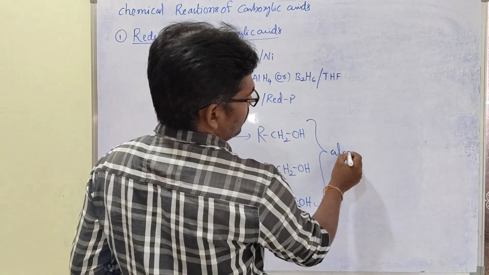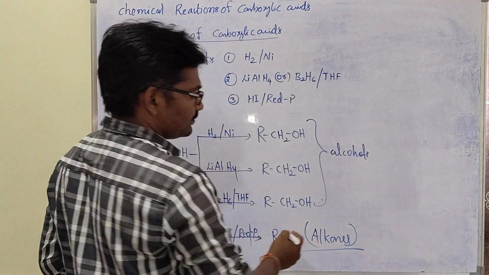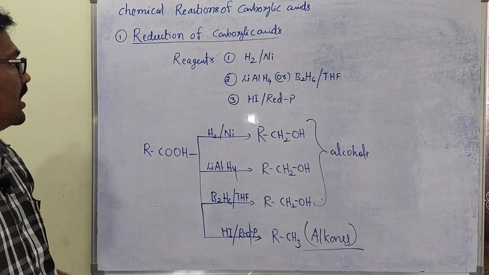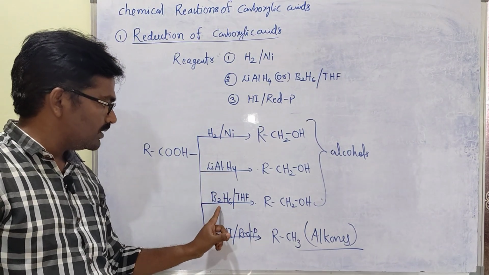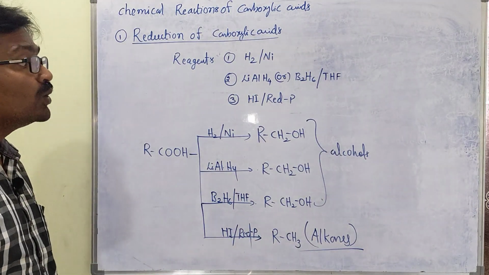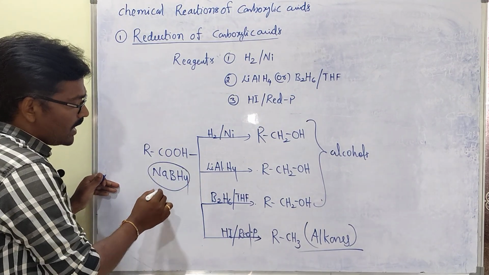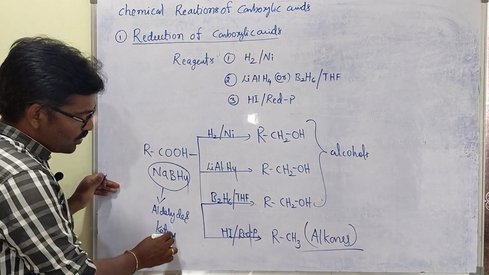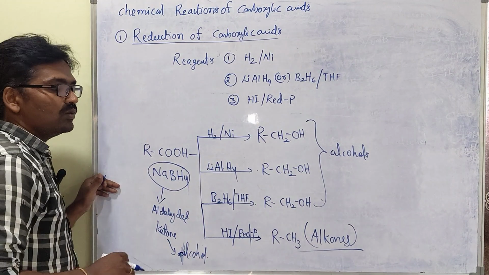So these three reagents convert it into alcohols, and this reagent converts it into alkanes. This is the reduction of carboxylic acids. Carboxylic acid is converted to alcohols in the presence of hydrogen and nickel, lithium aluminum hydride, or diborane in THF. Only hydrogen iodide and red phosphorus convert it into alkane. Sir, what about sodium borohydride? If you take NaBH4, aldehydes and ketones can be converted into alcohols, but not carboxylic acids. That you have to remember.